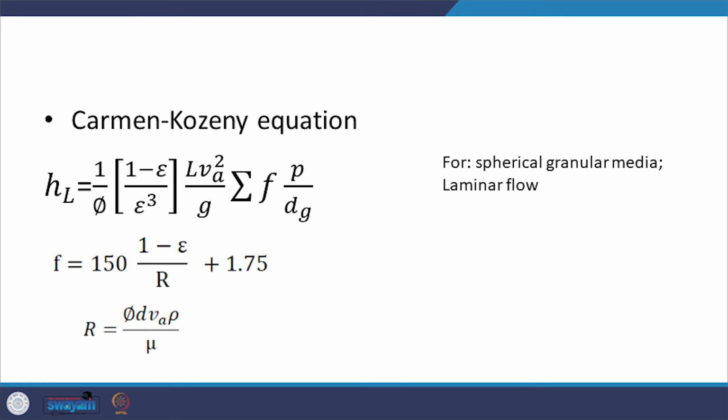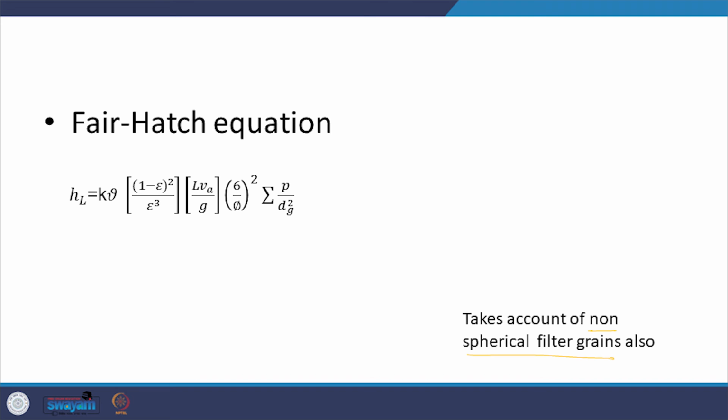And then we have the Kozeny-Carman equation. This is for spherical granular media and laminar flow. That is something to keep in mind. Again, you do not need to memorize these, at least for this particular class. The Reynolds number calculation based on the variables relevant to filtration is given here. The Fair-Hatch equation takes into account non-spherical filter grains. Again laminar flow, but here we have non-spherical grains. So, here spherical and non-spherical.